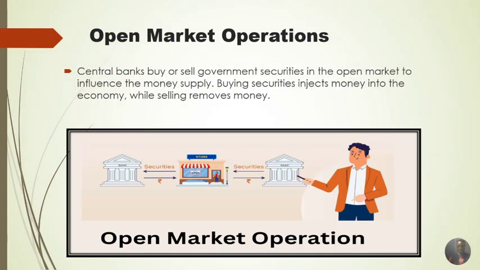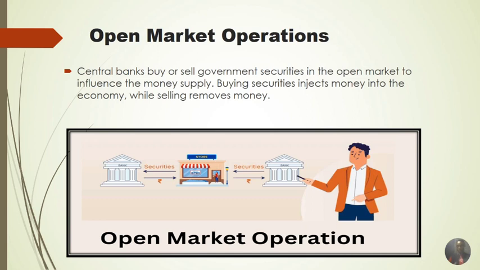So let's look at open market operations. This is whereby central banks themselves buy and sell government securities in the open market to influence the money supply, the velocity of money, and the circulation of money in the economy. By buying securities, they're injecting money into the economy. When they are selling the securities, they are removing money out of the economy.